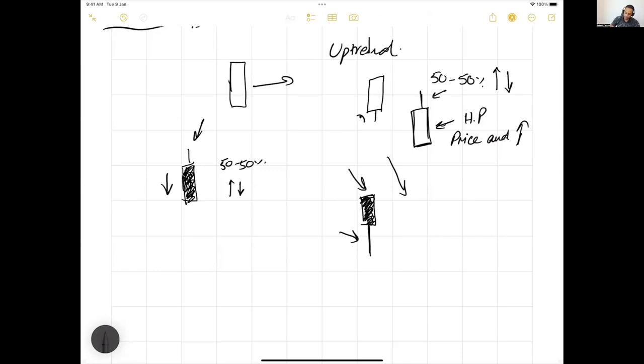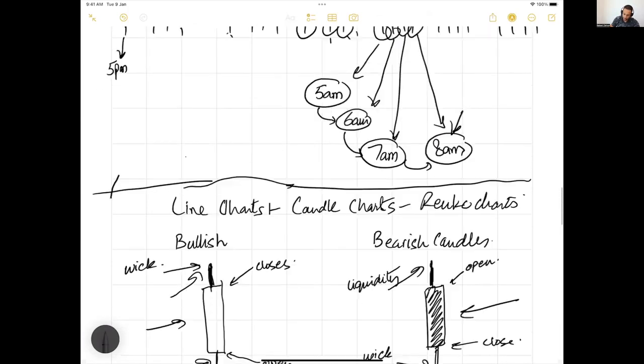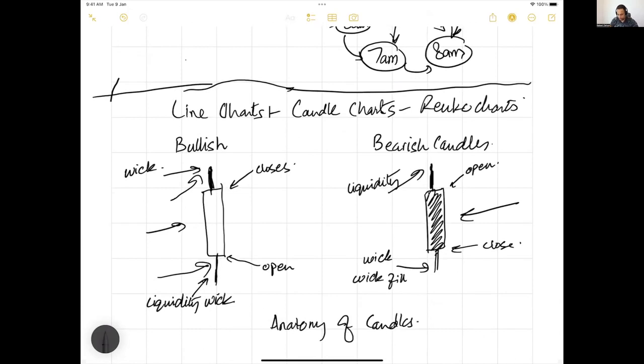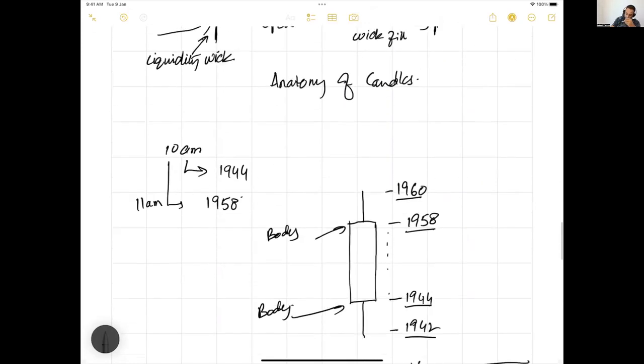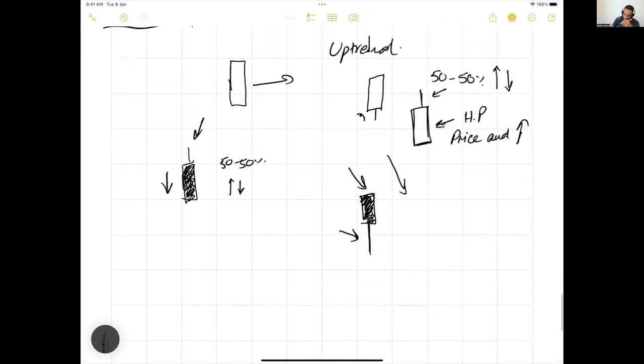Now, moving up on our notes where we talked about this wick over here, and we talked about this wick right over here. Whenever price leaves a wick like this, that means there's a higher probability that the next candle is going to fill that wick, moving to the downside.